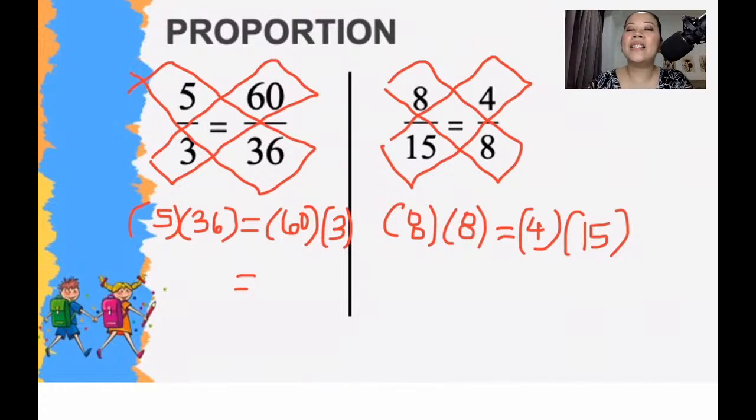Kindly type your answer. So for those who just joined us tonight, in a proportion, the product of the means should be equal to the extremes. So if you are asked to determine whether the following is a proportion or not, you have to multiply the means, which is cross multiplication of numbers, and the extremes. Okay? So what is 5 times 36? And what is 60 times 3? You can type in your answer.